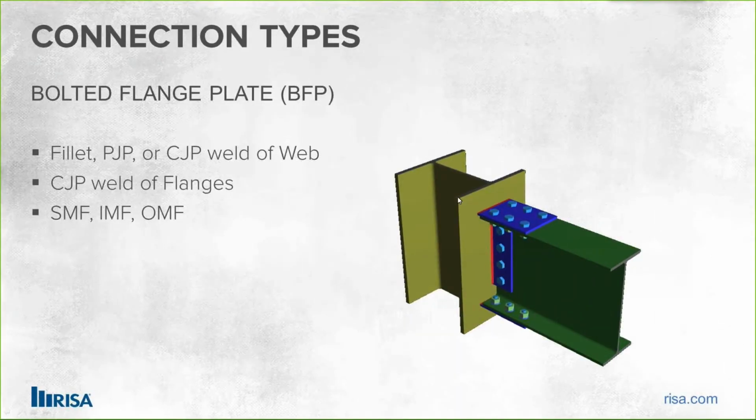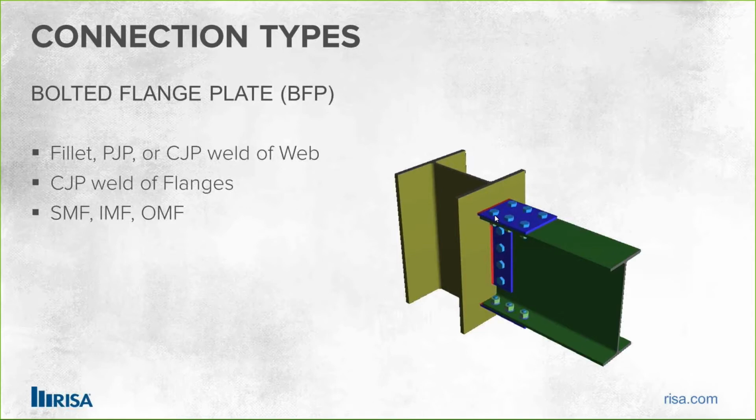And then we have the bolted flange plate connection. With the bolted flange plate connection, here we can actually get away with a fillet or PJP weld. So this is the only connection type that doesn't involve CJP welding. And you can do that onto the web there, although the flanges still do need to be CJP welded in this case. So this is just another connection type that we have available.